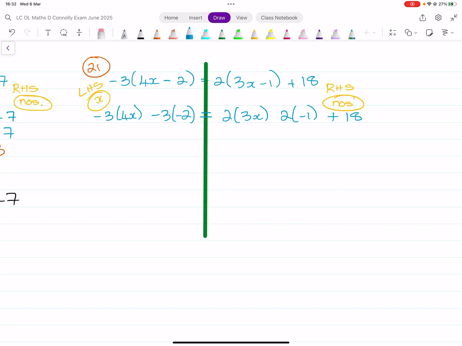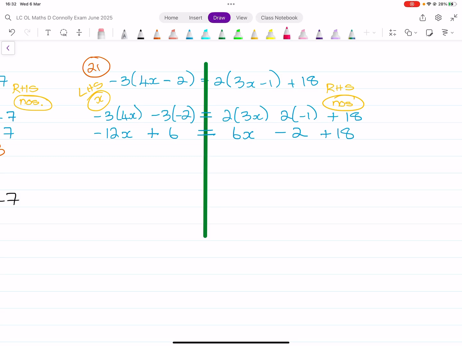Do the multiplication. So minus 3 by 4x is minus 12x. Minus 3 by minus 2, that's multiplying 2 minuses, so that is a plus 6. 2 by 3 is 6, and then the x. 2 by minus 1 is minus 2, and then plus 18. So then we analyse, we find the things that are in the wrong place and move them.